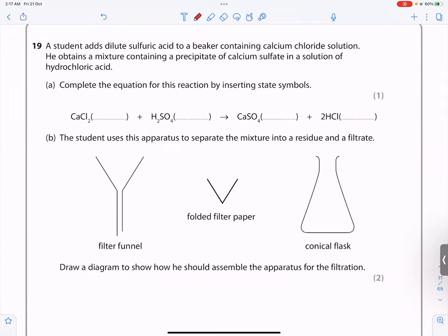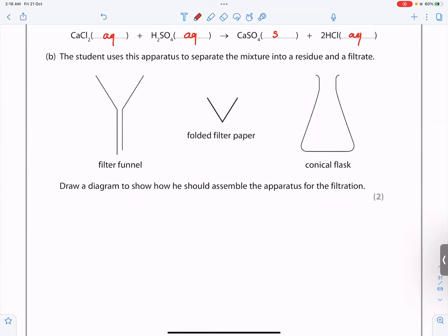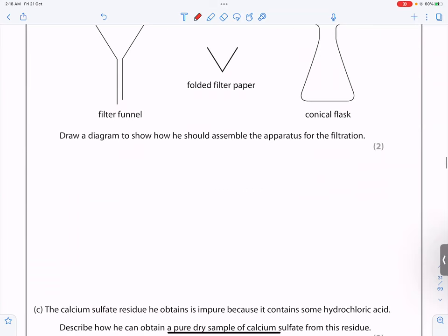Question 19. A student has dilute sulfuric acid, which is aqueous, added to a beaker containing calcium chloride solution, which is aqueous. He obtains a mixture containing a precipitate of calcium sulfate, which is solid, in a solution of hydrochloric acid, which is aqueous. The student used this apparatus to separate the mixture into a residue and a filtrate. Draw a diagram to show how he should assemble the apparatus for filtration.